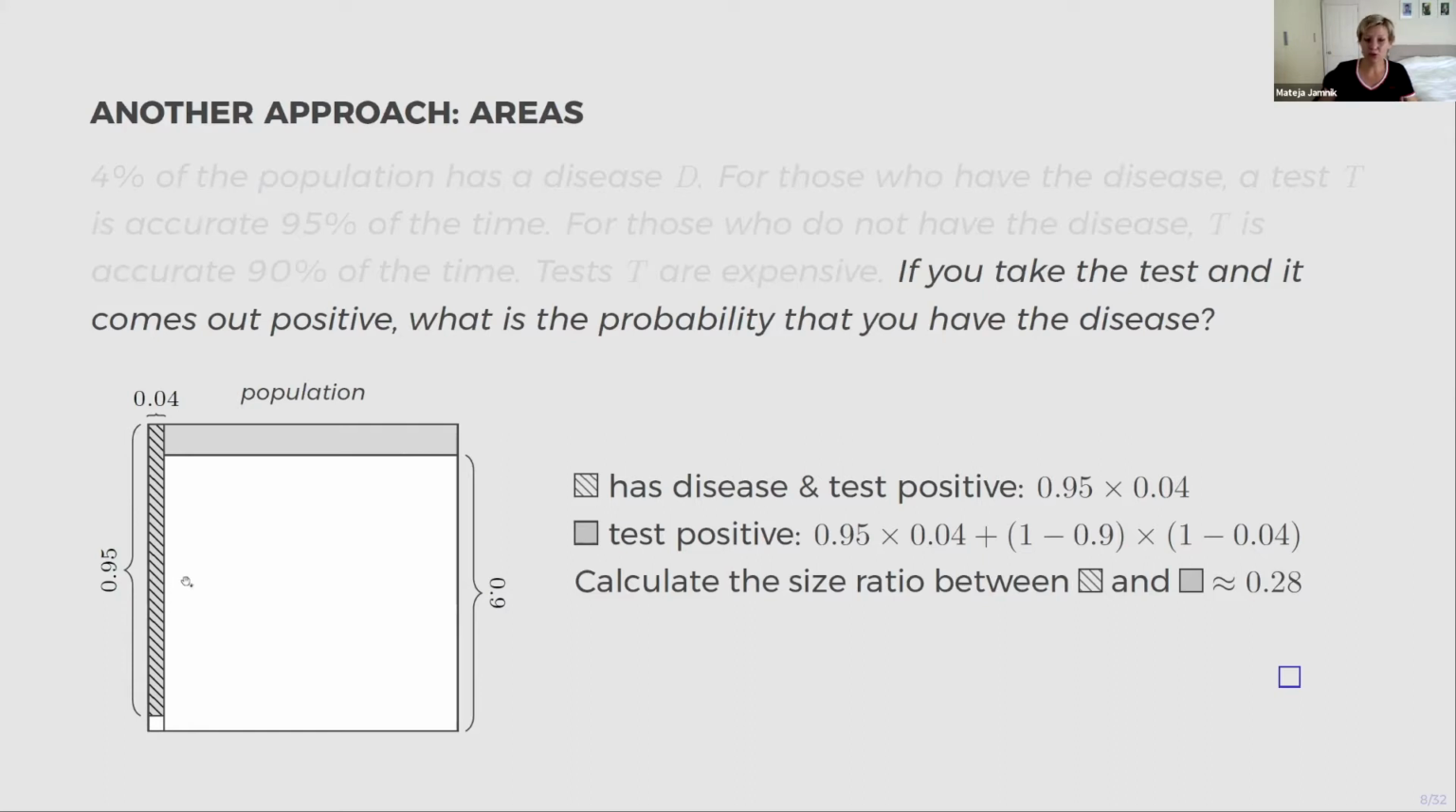So the solution is: what's the probability that you have a disease if you've taken a test? It's the proportion, the ratio between this stripy area and all of this gray area, right? And obviously the results should be the same. Okay, so I've used areas here to convey the notion of the solution.